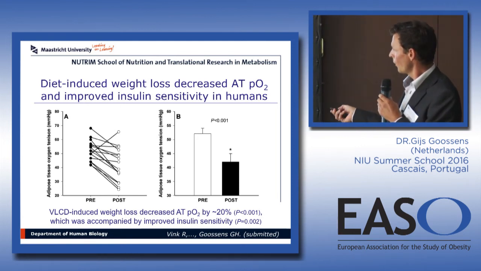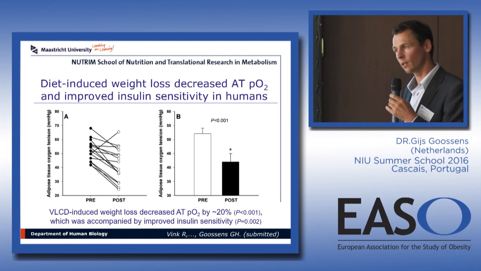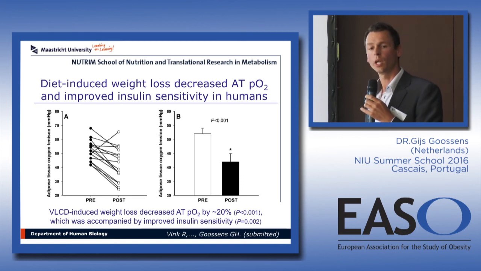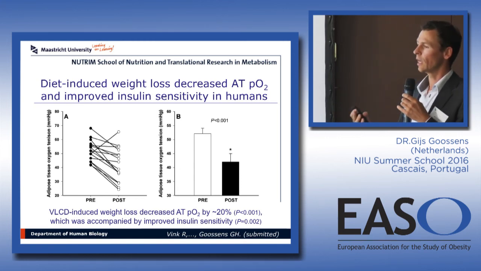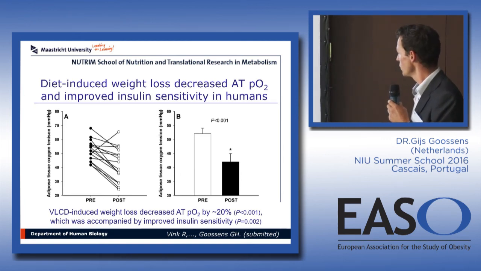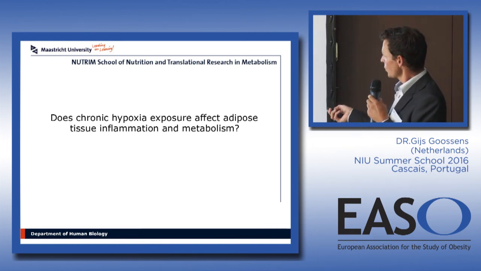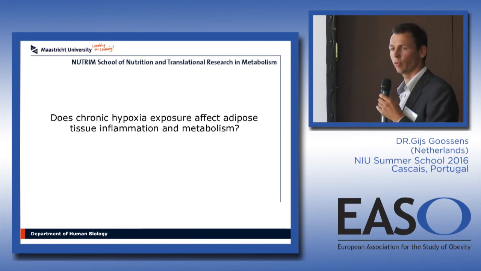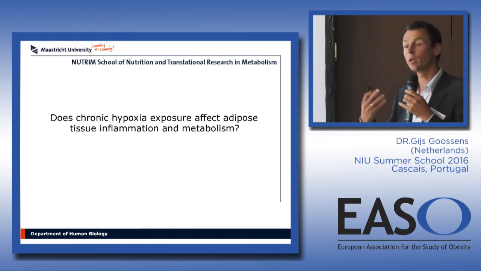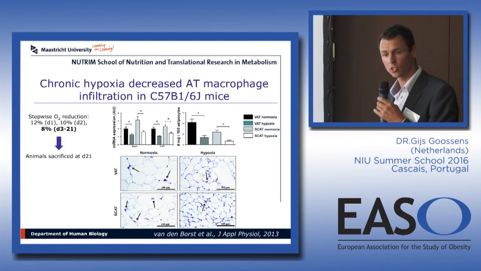So these data are in line with the previous data showing higher oxygen tension in obesity. If you lose weight and go more to a lean phenotype, we indeed see the reduction in oxygen tension. Currently we're also doing mechanistic cell culture experiments to see if oxygen tension is causally involved in the metabolic impairments that we see at the level of adipose tissue. But based on these data, we wanted to answer the following question. Does chronic hypoxia exposure affect adipose tissue inflammation and metabolism? Is it indeed the case that if you lower oxygen tension in adipose tissue, you can improve the adipose tissue phenotype? So we first set out and performed an animal study.